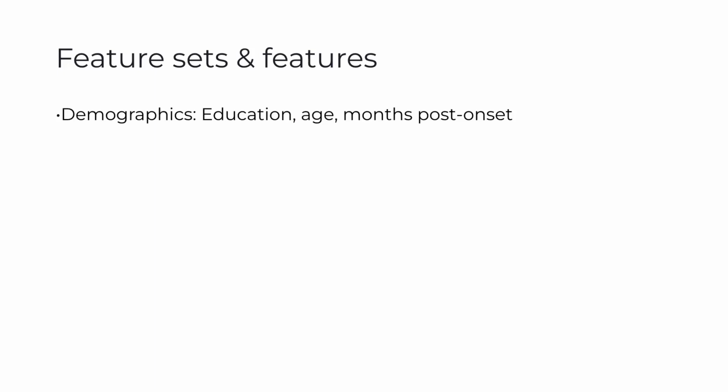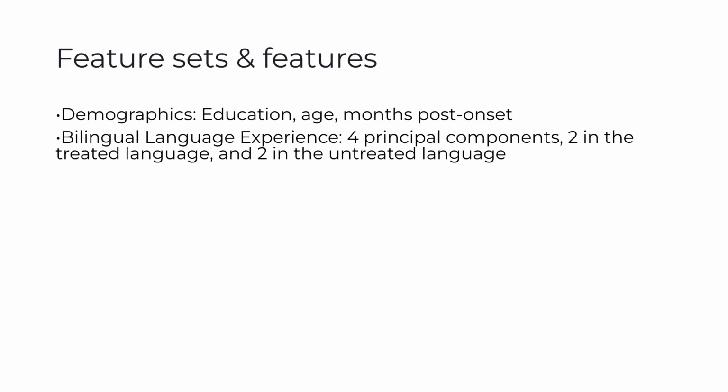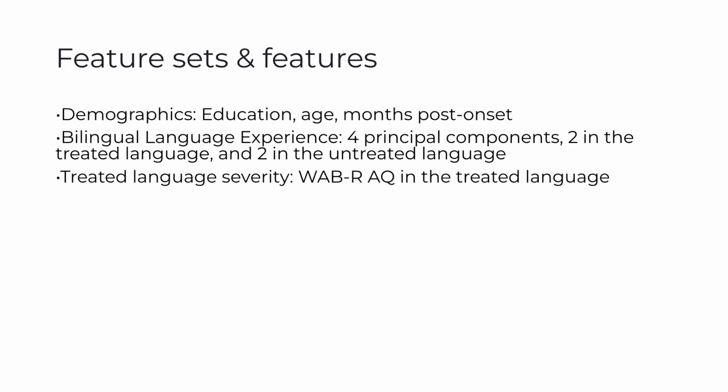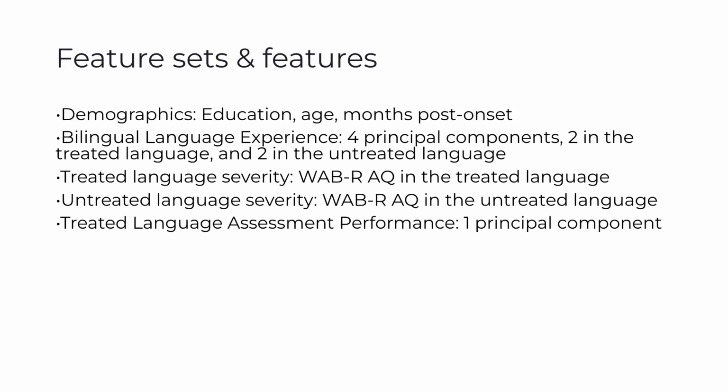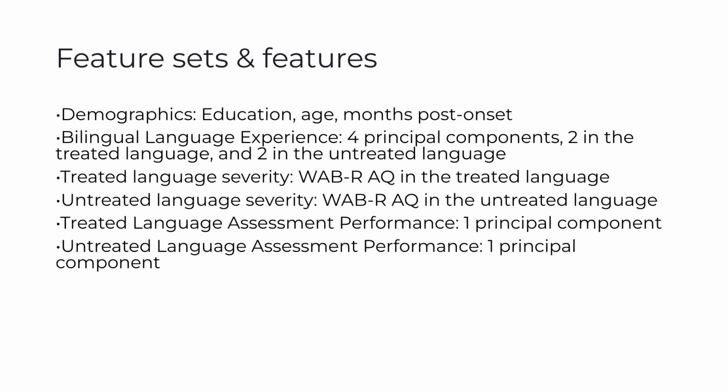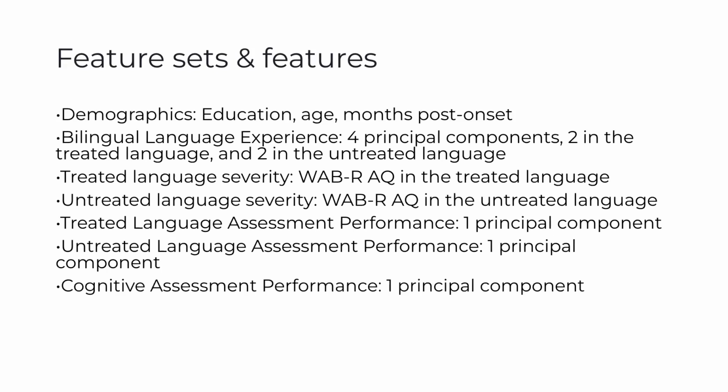So just to give an overview of the feature sets and features that went in, we had demographics. We have 3 features here: education, age, and months post-onset. Bilingual language experience, which comprised 4 principal components. Their treated language severity, so their WAB-RAQ, which is the gold standard for aphasia severity in their treated language. The untreated language severity, a principal component of their treated language assessment. Their untreated language assessment performance, again as a single principal component. Cognitive assessment performance, again one principal component.